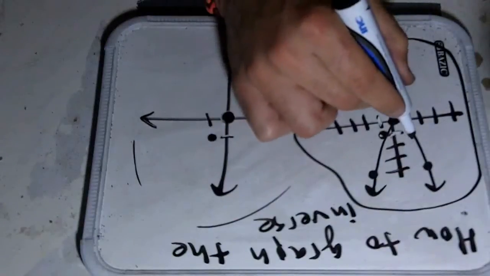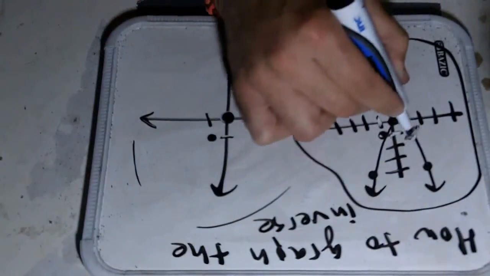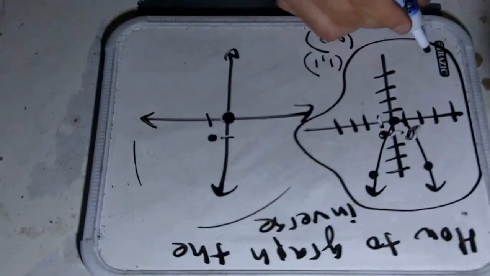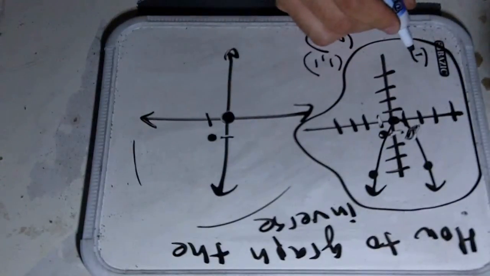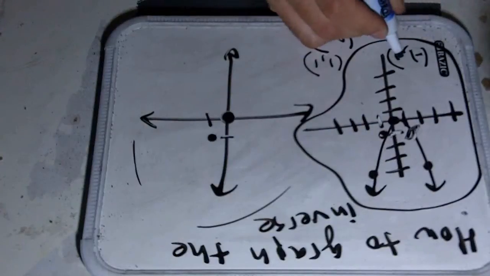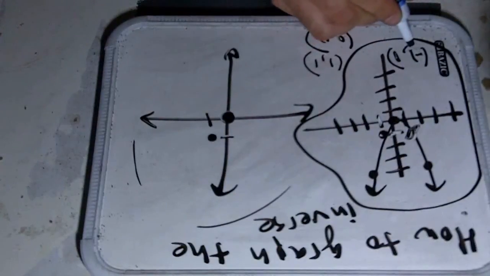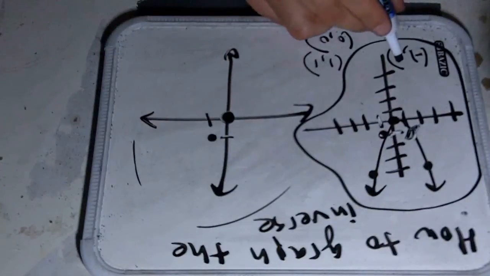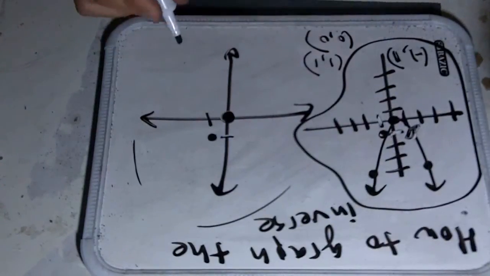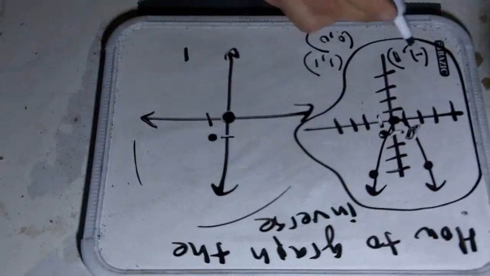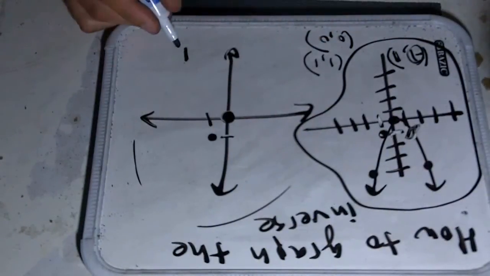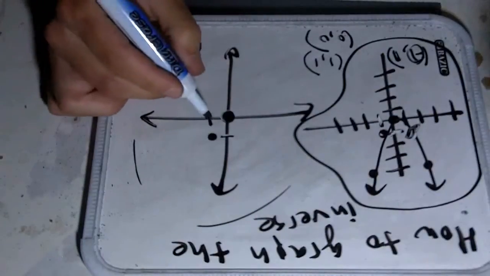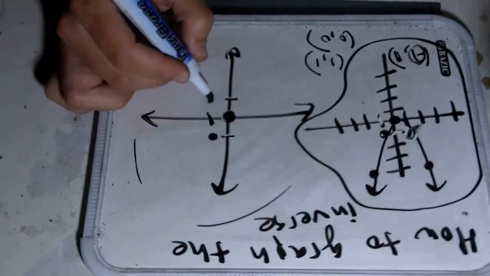Now, how about this point right here? The x coordinate is -1, and the y coordinate is 1. So if we switch the x and y coordinate when we do the inverse, that means this y coordinate, which is 1, is going to become the x coordinate. And this -1 is going to become the y coordinate. So that's 1, -1. And so that's here, 1, -1. So that's there.